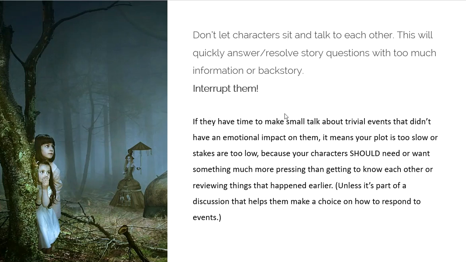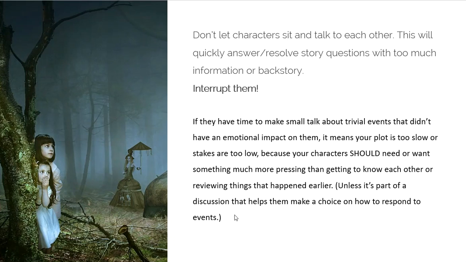Also, if they have time to make small talk about trivial events that didn't have an emotional impact on them, it means your plot is too slow or the stakes are too low. Your characters should need or want something much more pressing than getting to know each other or reviewing things that happened earlier. Unless it's part of a discussion that helps them make a choice on how to respond to events. But these choices, the really critical moral choices, the challenging, painful choices, they shouldn't be happening soon anyway. They should be happening way later in your book.